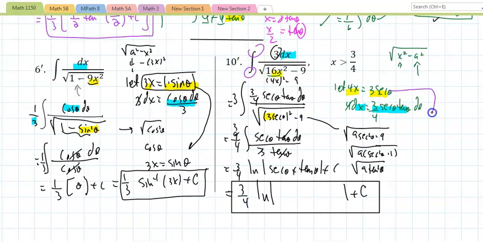So I'm going to go back to the original. It says 4x over 3 equals secant of theta. And if I draw my triangle, secant of theta. Theta is the hypotenuse over the adjacent. That makes this the square root of 16x squared minus 9. Okay, I'm not liking that at all.